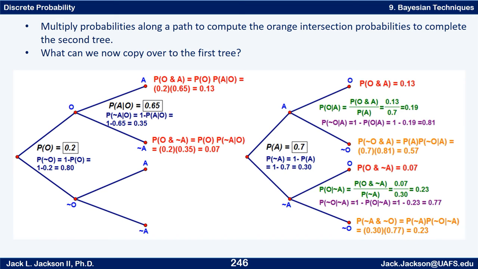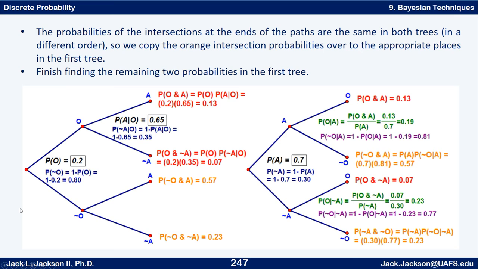We're almost done now. Can we go back and put any of this information in the first tree? Well, yeah. The two red probabilities here are O and A, and O and not A. They showed up over here, O and A and O and not A. Similarly, not O and A shows up at the end of one of these paths, and this one here shows up here. Put them in the right places. There they are, right there. So the two orange numbers we just copied over.